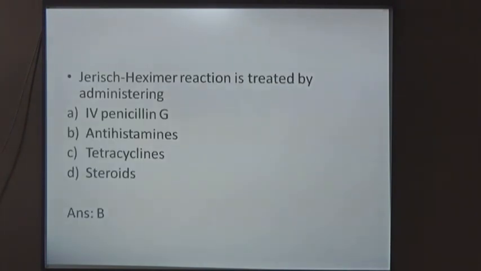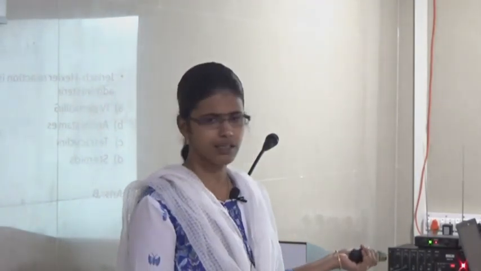Next, what is Jarisch-Herxheimer reaction? How does it come? It occurs in syphilis patients when penicillin is given. So what treatment would they give? Mostly for any reaction they will use steroids. Tetracycline? IV penicillin G. It comes because of giving penicillin, and you are not going to give penicillin again, but you will continue the treatment. You don't need to stop the treatment. So you can cut out this answer.